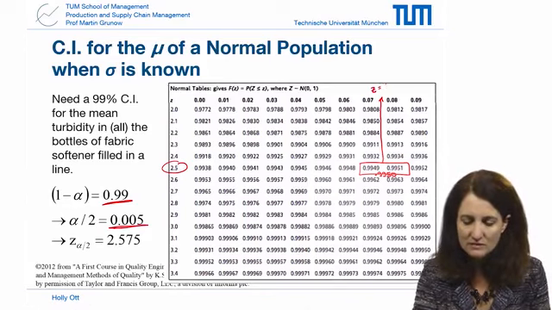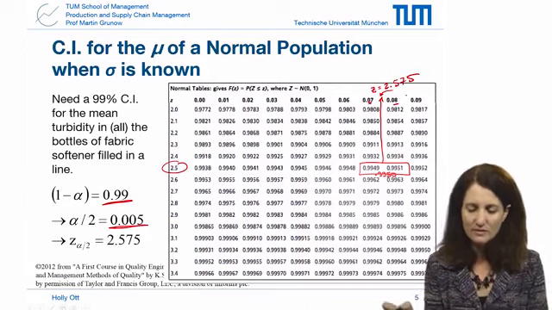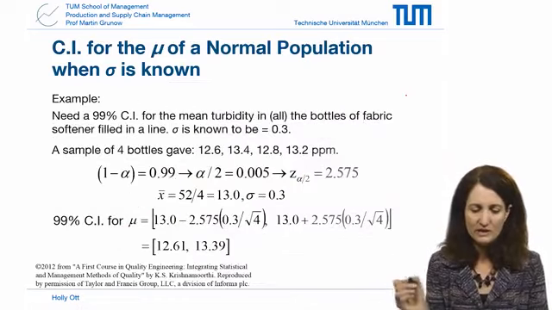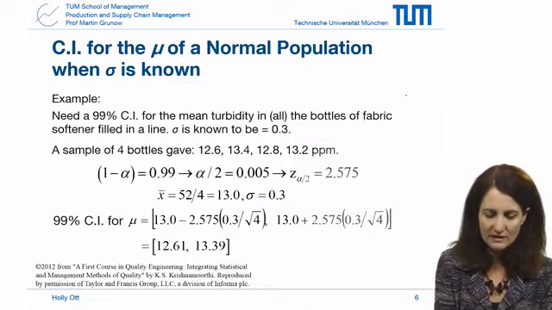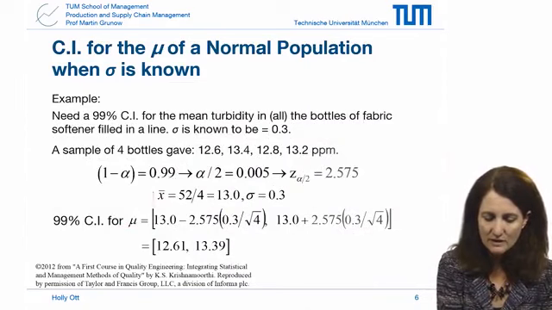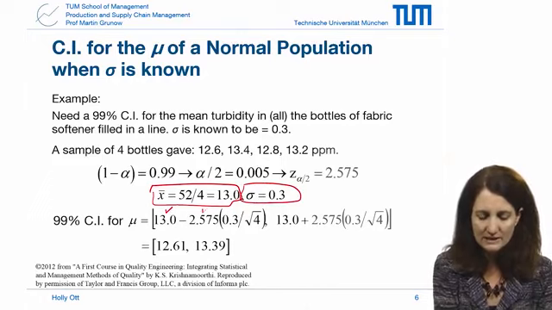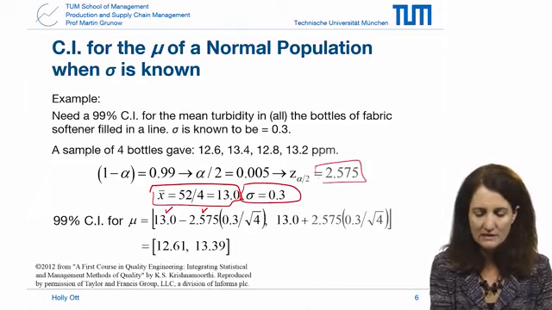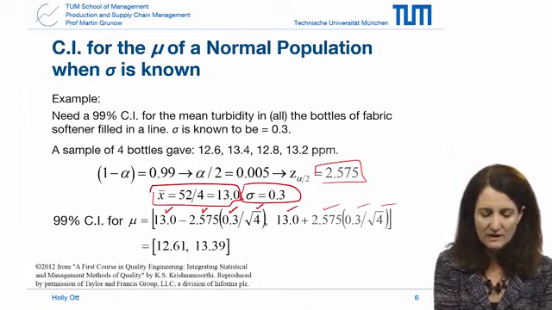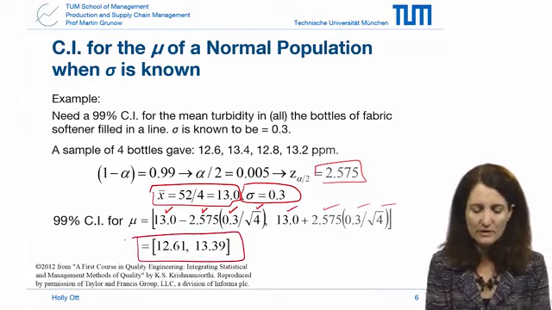So z is going to be equal to 2.575, right between 0.07 and 0.08. And then we take our equation that we had here: x bar is equal to 13, sigma we knew, 0.3. So we apply our equation, that was x bar minus the z alpha over 2 value times sigma over the square root of n, and the same thing plus, giving us 12.61 and 13.39.